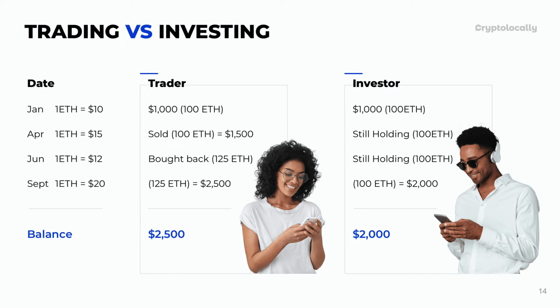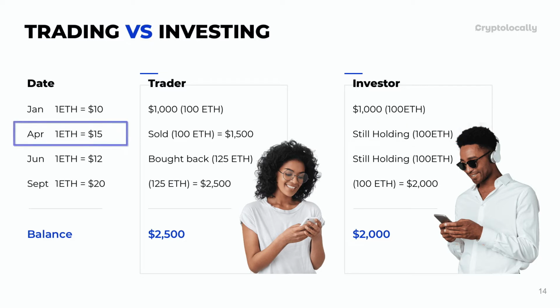So he sold his 100 ETH for $1,500 and kept the money in fiat. So he doesn't hold ETH again. Now he's holding $1,500. The investor is planning to keep hers maybe till September, the end of the year. So she's still holding her own ETH. She still has 100 ETH, when ETH was worth $15.